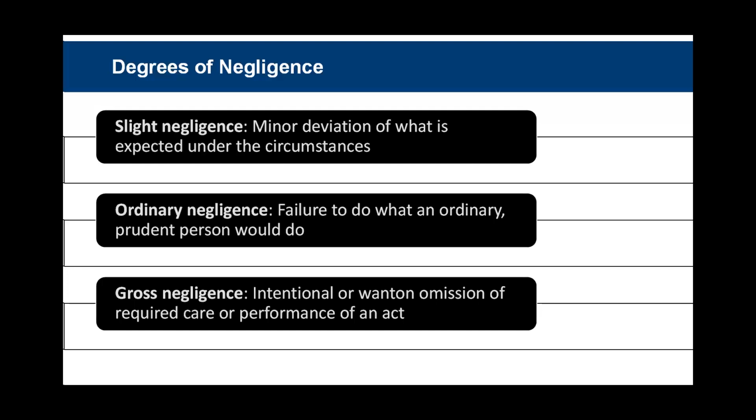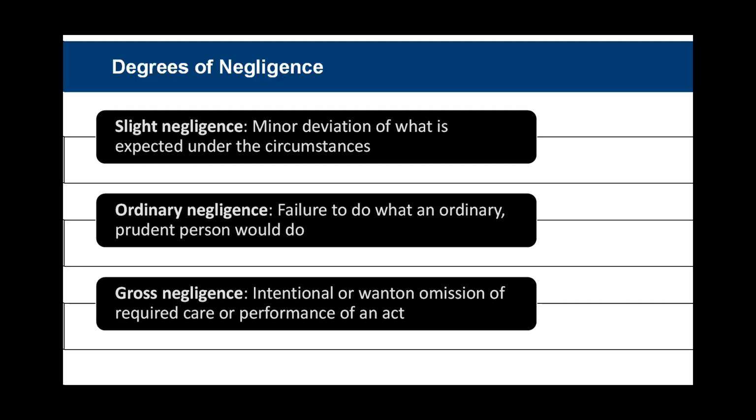1. Slight negligence. Slight negligence refers to minor deviations from the expected standard of care under specific circumstances. These are typically unintentional and result from simple oversight or momentary inattention. Example: a nurse briefly forgetting to document a patient's vital signs accurately, leading to minor discrepancies in the patient's medical records.